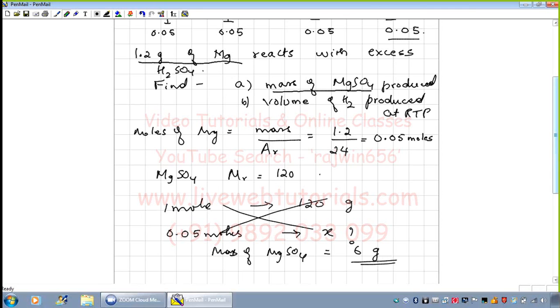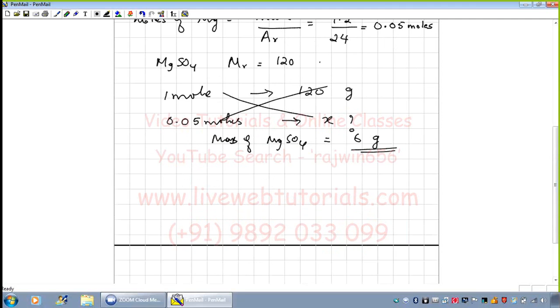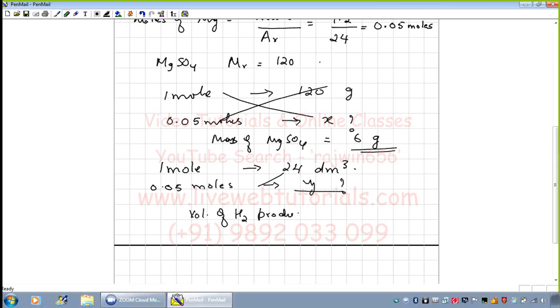The next thing that is asked over here is the volume of hydrogen produced. Now here also the number of moles of hydrogen that is produced is 0.05. So now we want the volume. So 1 mole is 24 dm cube. So 0.05 moles will be how much? Simply cross multiply this, that is 24 multiplied by 0.05. So the volume of H2 produced will be 1.2.